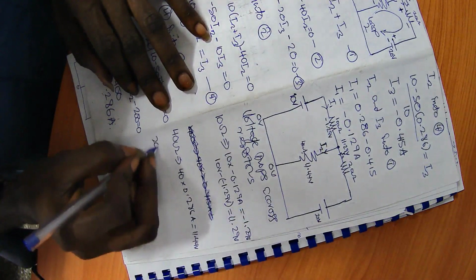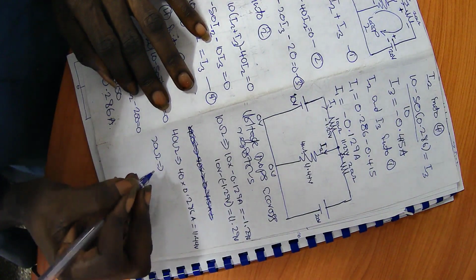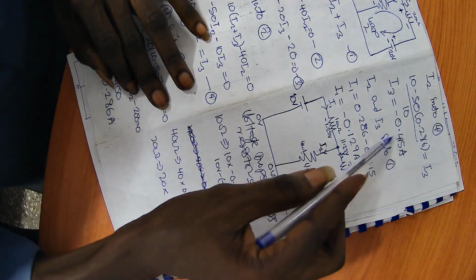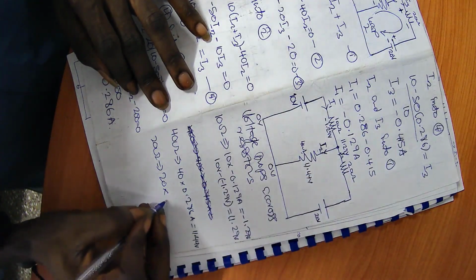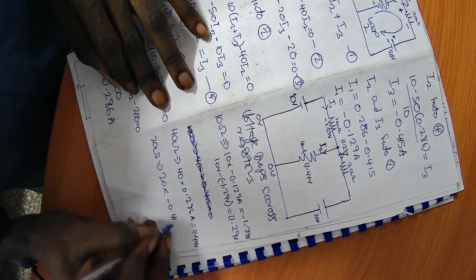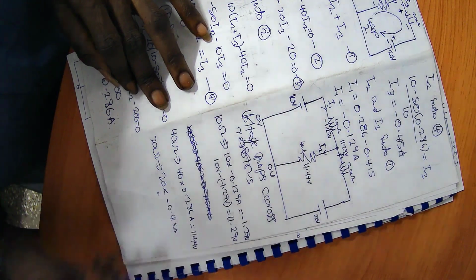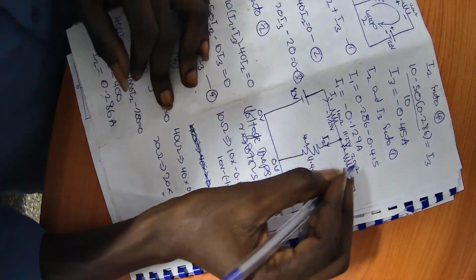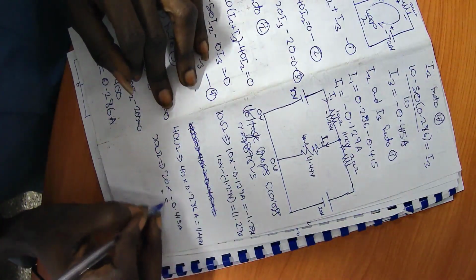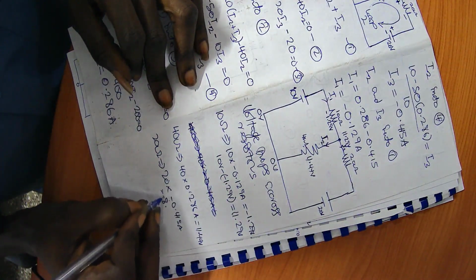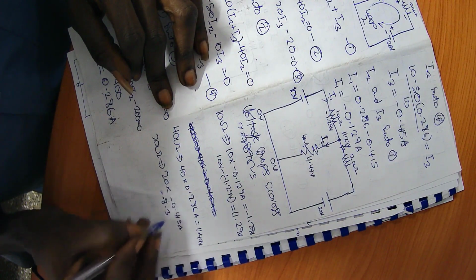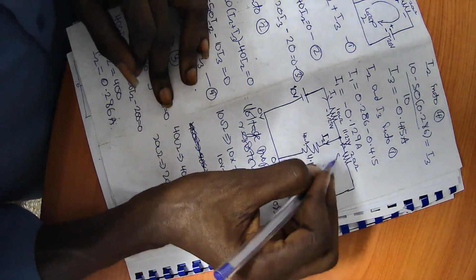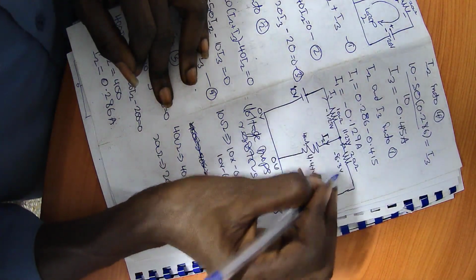So let's see this 20 ohm resistor. What is the voltage across it? So it will be 20 times I3, and I3 was negative 0.415 amps, which is equals to, okay, the voltage drop here will give us negative 8.3 volts. So the voltage drop here is negative 8.3 volts.